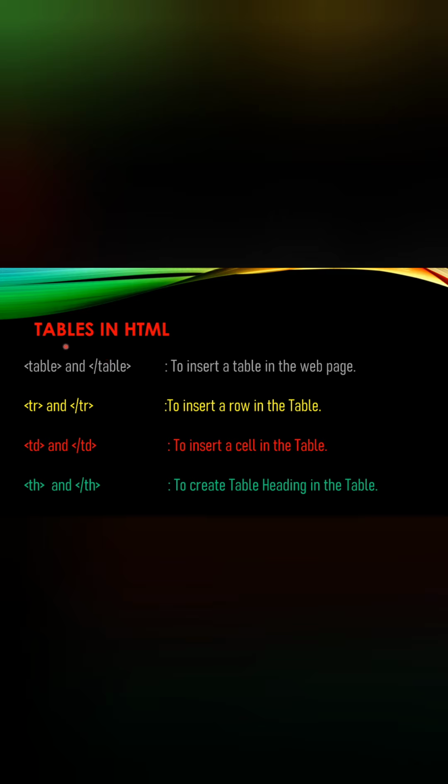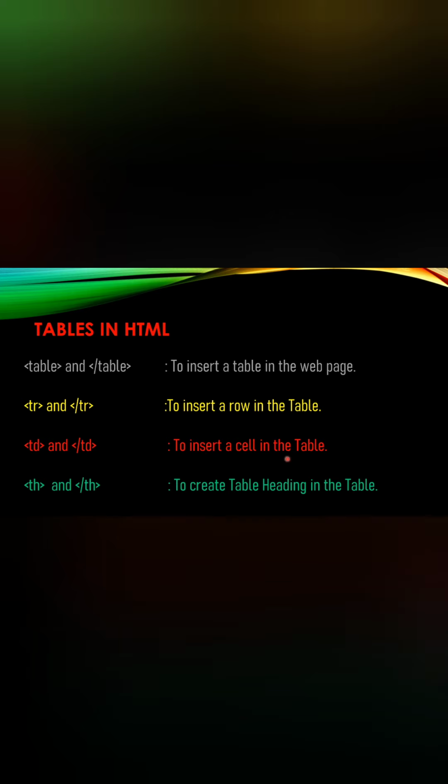Next, how to insert tables in HTML. To insert a table in the web page, we are using this table pair of tags. So for inserting a table in the web page, we have to use this table pair of tags. To insert a row in the table, we have to use this tr pair of tags. Tr represents table row. So to insert a row in the table, we have to use this tr pair of tags.